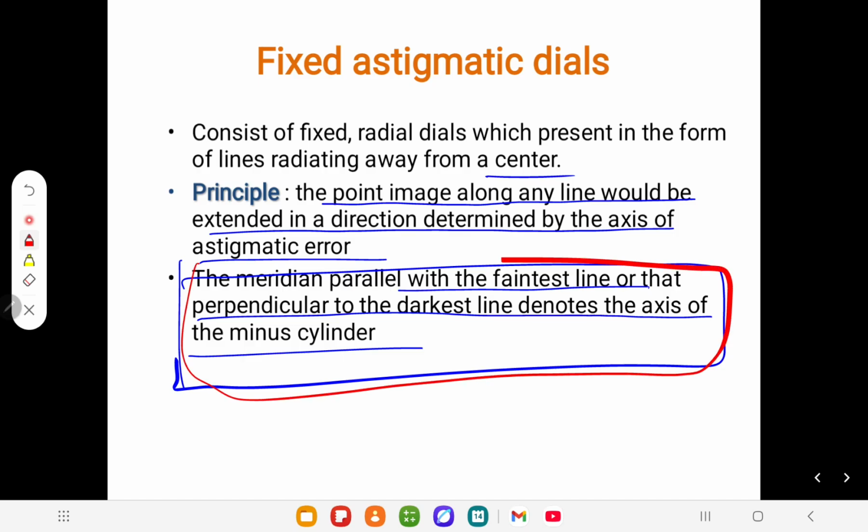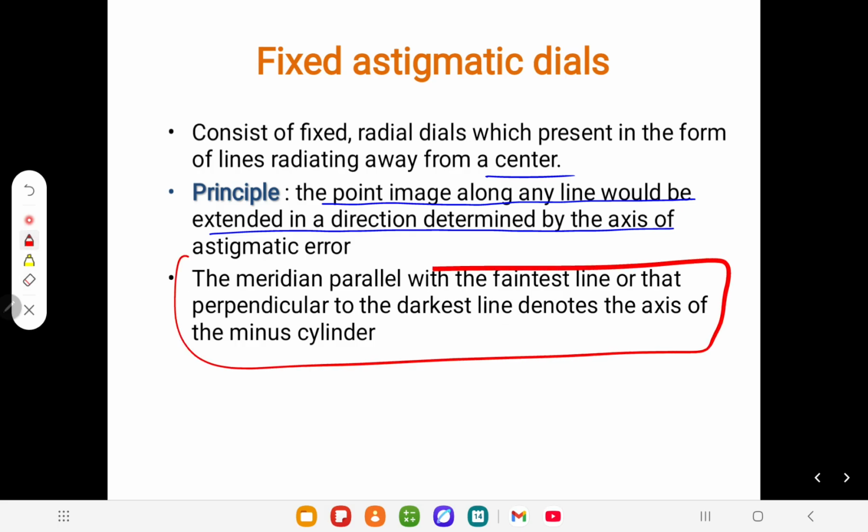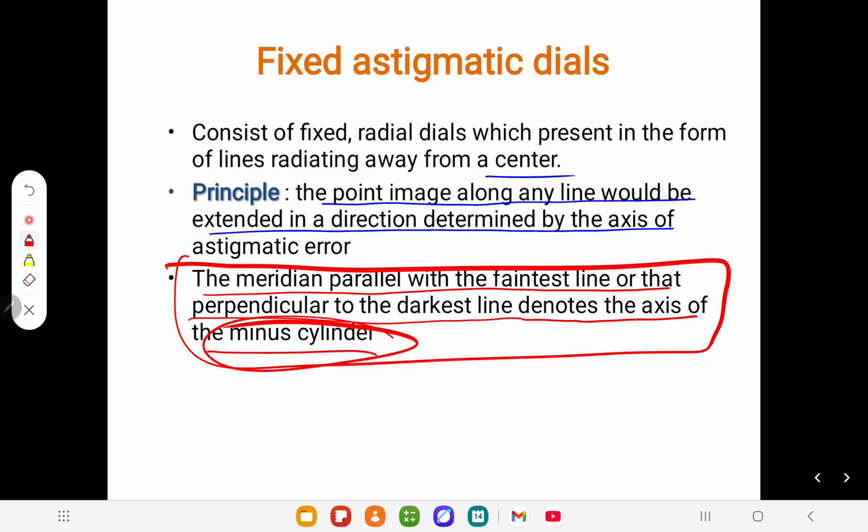My goodness, this is a very important line. Just remember this thing. The meridian parallel with the faintest line, or perpendicular to the darkest line, denotes the axis of which cylinder? Minus cylinder. It's very golden stuff. Just remember this.